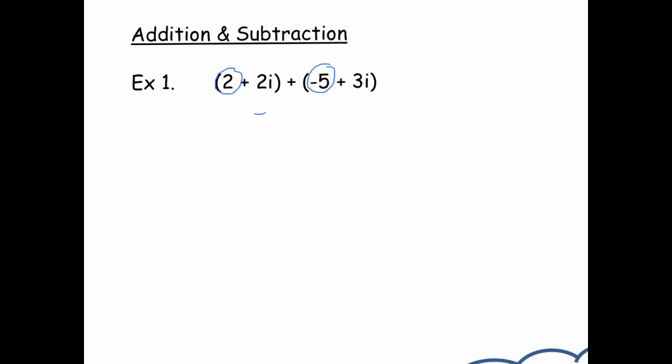So I'm going to add the real components. So that would add up to -3. And then add the imaginary components. In this case, that would be 5i. And my resulting answer is a new complex number, where the real part is -3 and the imaginary part is 5i.